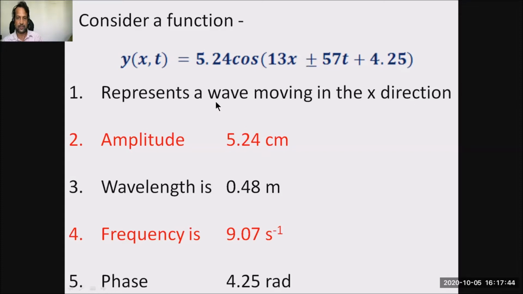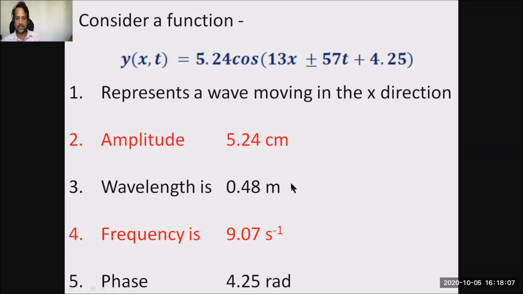Such an equation represents a wave moving in the x direction, and the displacement is happening in the y direction. Hence the wave is moving in the xy plane. It has an amplitude of 5.24. If y is in centimeters, 5.24 centimeters. Wavelength is 0.48 meters because 13 is equal to 2 pi by lambda.